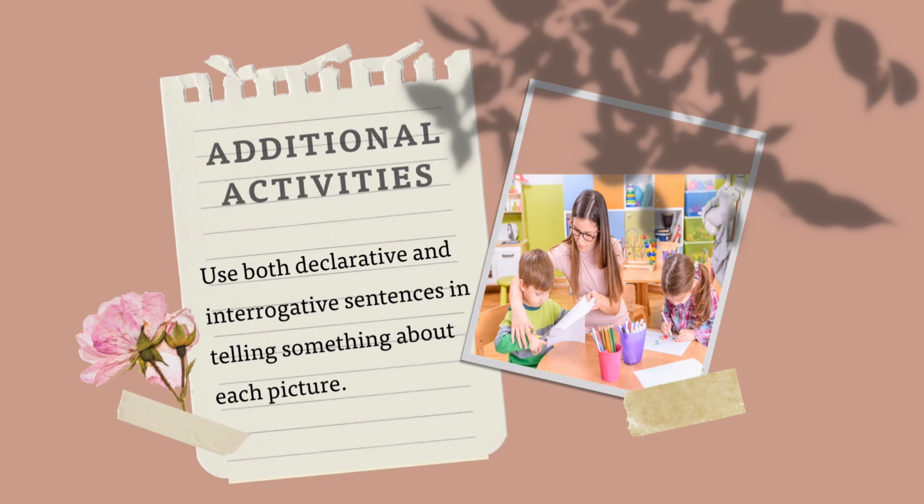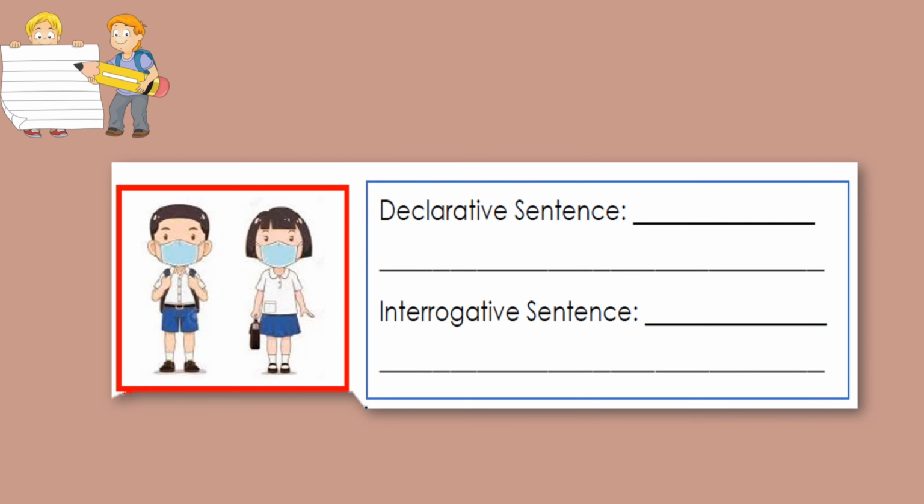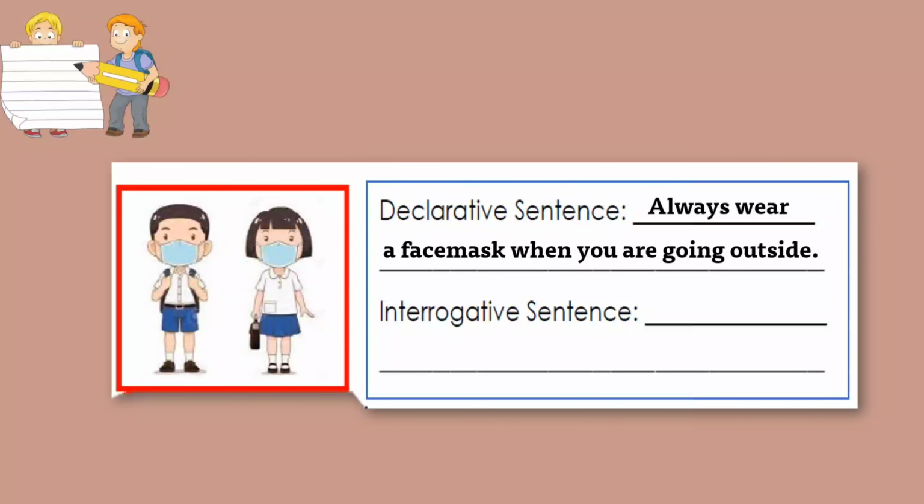And for the additional activities, you are going to use both declarative and interrogative sentences in telling something about each picture. Picture number 1. For declarative sentence. Very good. Always wear a face mask when you are going outside. And how about for interrogative sentence? Excellent. What will you wear if you will go outside?